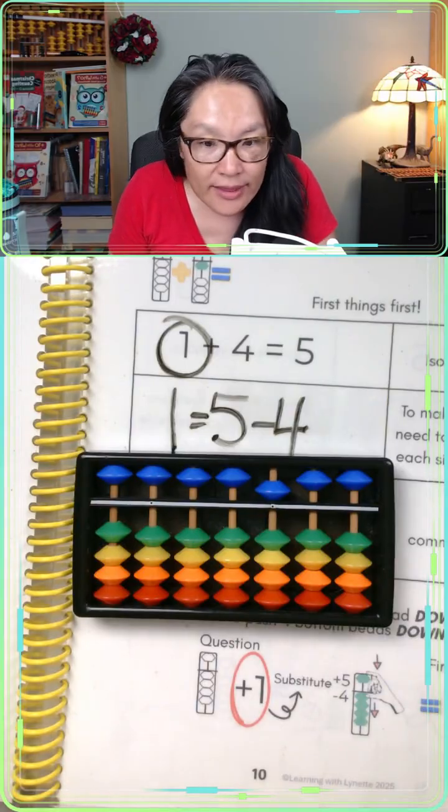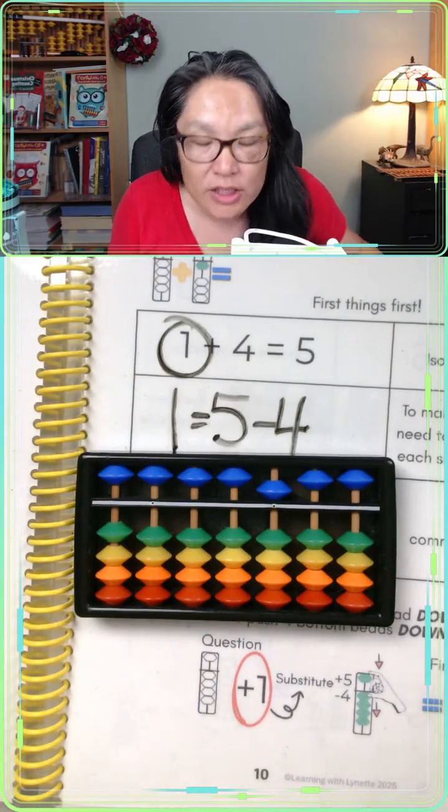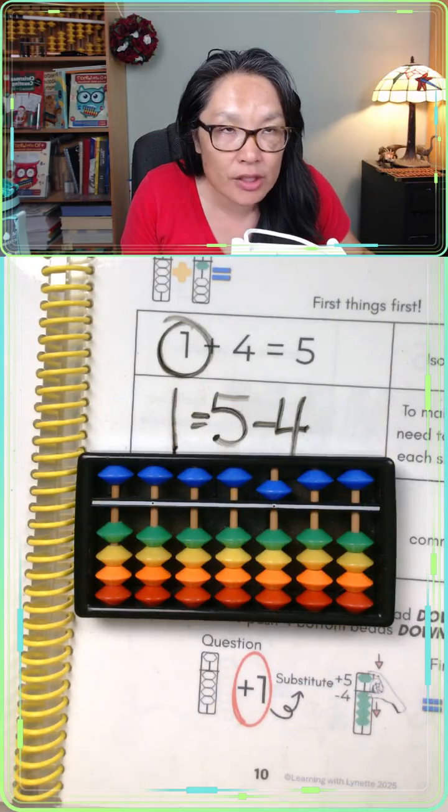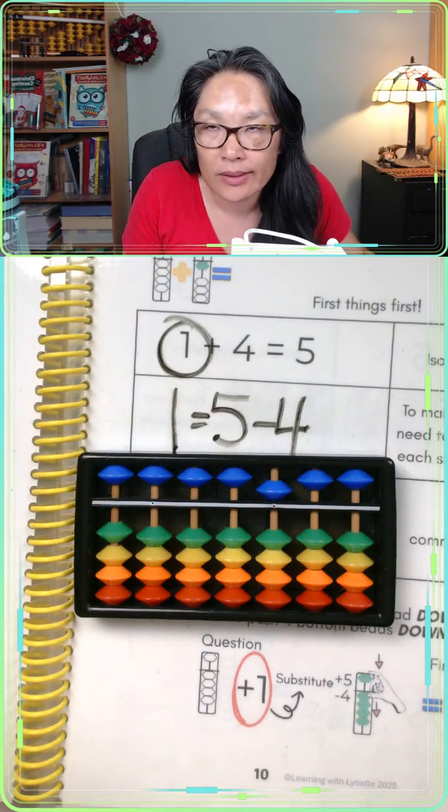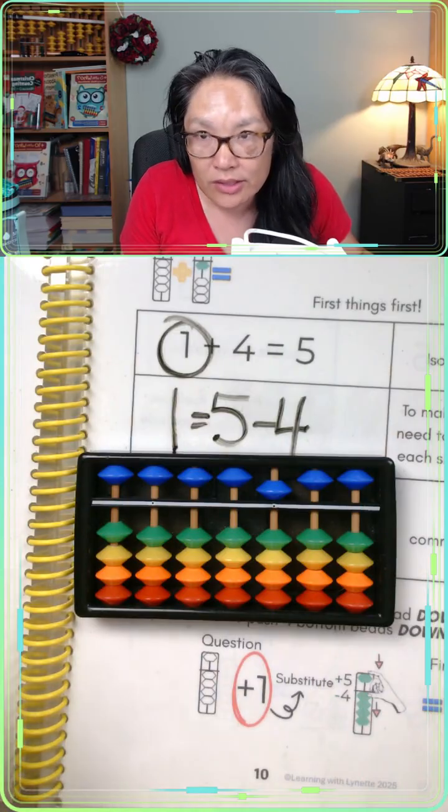I love the fancy words for simple things. I know, right? They have so many different words. It's so crazy. Compensation, isolating the variable. What else do they talk about? They talk about fact families, sister sentences.